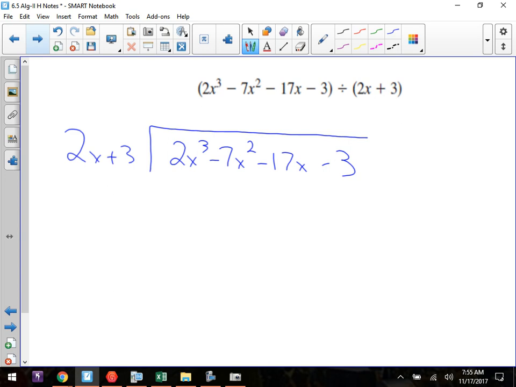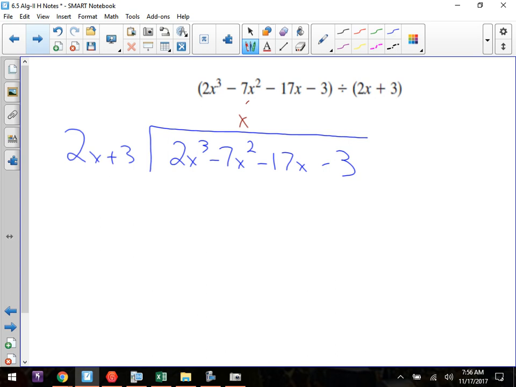Just like we did with the division of how many times did 13 go into 2, it didn't work. But 13 went into 27. Well, we do kind of the same idea. What do you multiply 2x by to turn it into a 2x cubed? X squared, good. Now, if I'm looking at x squared, just take a guess where you're going to put that over. The x squared. That's what I'm getting at.